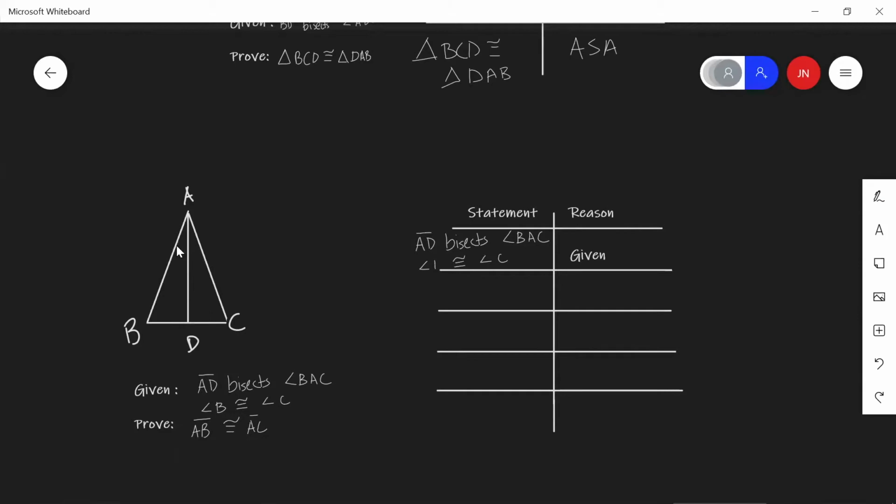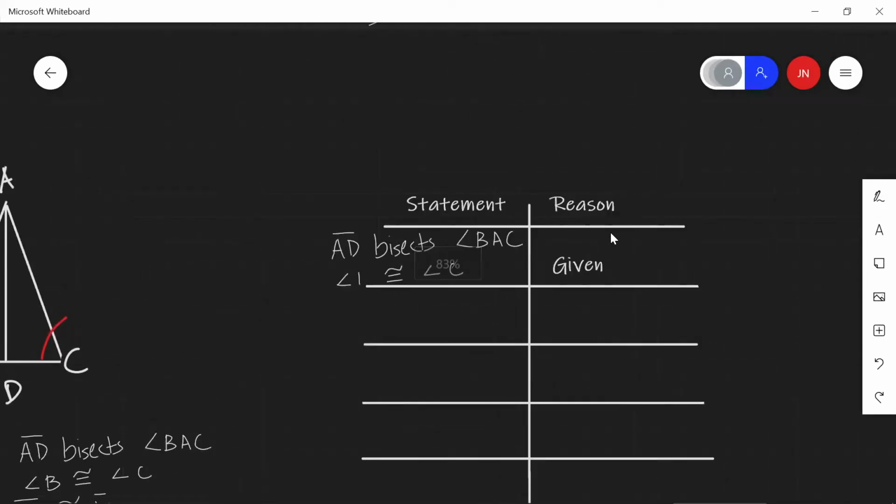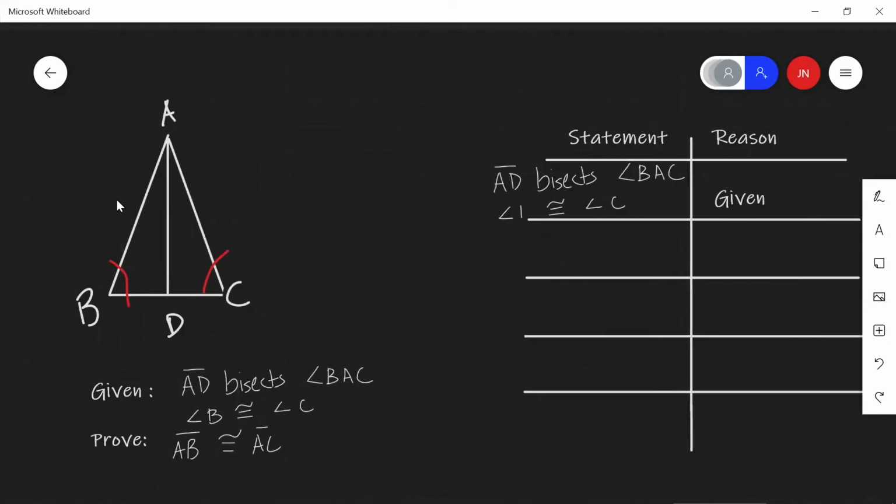So it bisects this angle into two equivalent angles. And angle B is congruent with angle C. So this angle right here is congruent with angle C. So that angle and that angle are both congruent. Now, utilizing that, we're supposed to prove that AB and AC are both congruent. So both of these segments are supposed to be congruent.